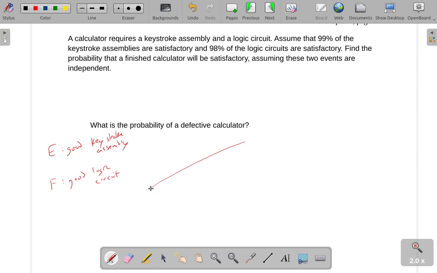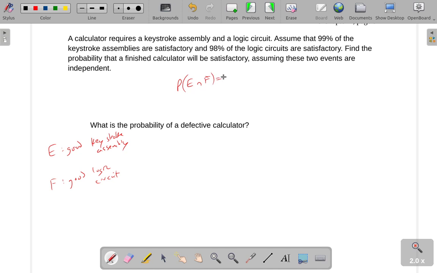Okay, so let's see. If we're talking about building a tree diagram here, I guess we don't have to, do we? Find the probability that the finished calculator will be satisfactory. If these events are independent, yes, I guess we could draw a tree diagram, but if we already know they're independent, we could actually just go into this and say, what is the probability of E intersect F? That's the probability of getting a good calculator. We have both a good keystroke assembly and a good logic circuit.